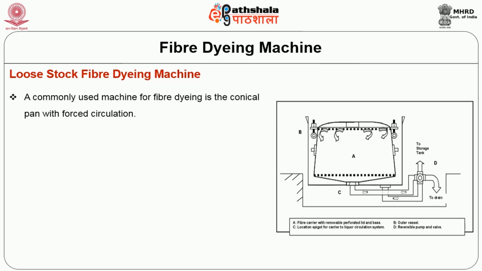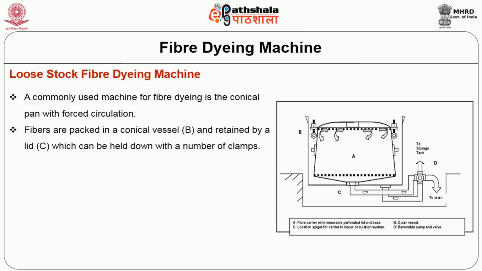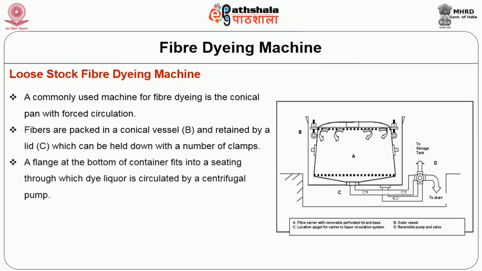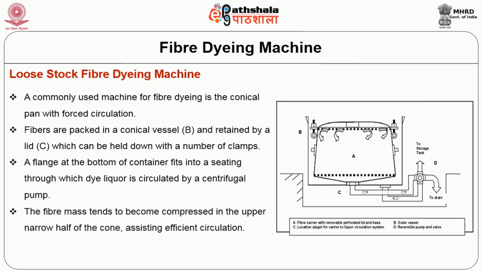Fibers are packed in a conical vessel B and retained by a lid C, which can be held down with a number of clamps. A flange at the bottom of the container fits into a seating through which the dye liquor is circulated by a centrifugal pump. The fibre mass tends to become compressed in the upper narrow half of the cone, assisting efficient circulation. A gantry and travelling hoist are necessary to lift the container in and out.